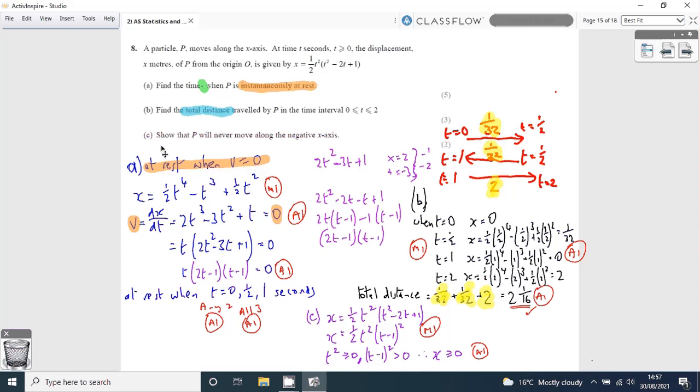Now for part C, as I mentioned in the hint, you've got to pick up from the displacement formula that t squared minus 2t plus 1, you can complete the square there and get (t minus 1) all squared. Then you've got to conclude that t squared by definition is greater than or equal to 0, and (t minus 1) all squared is always going to be greater than or equal to 0. So if one component is greater than or equal to 0 and the other is always greater than or equal to 0, then by definition displacement is going to be greater than or equal to 0. So we'll never move along the negative axis.